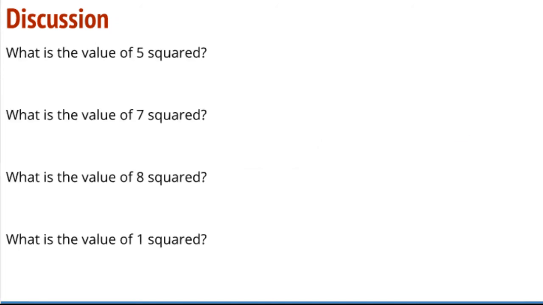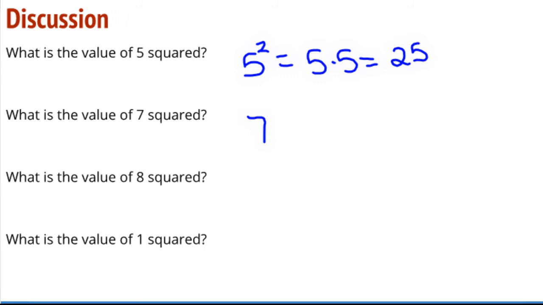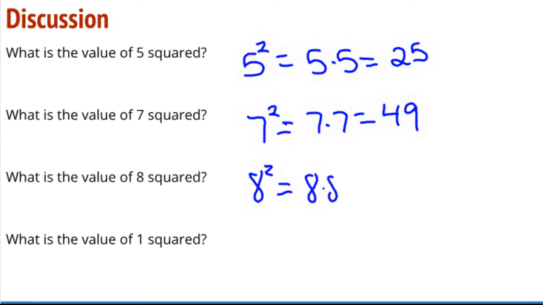So the value of 5 squared would be 25. 7 squared, 8 squared, and 1 squared.